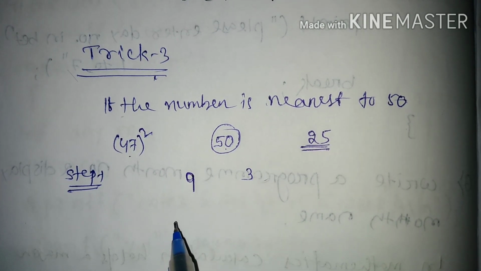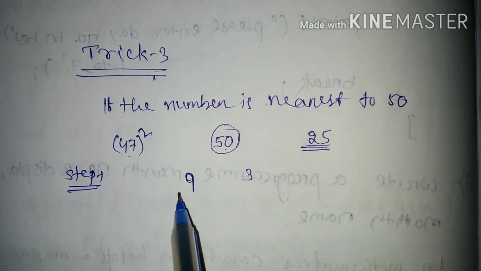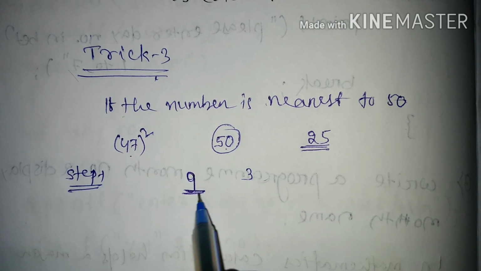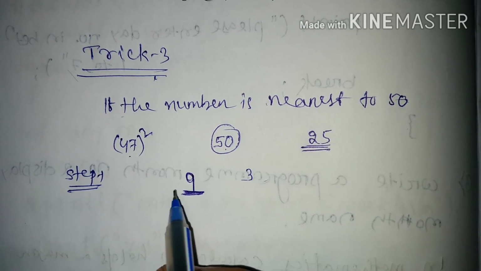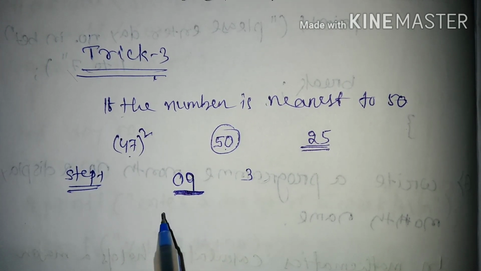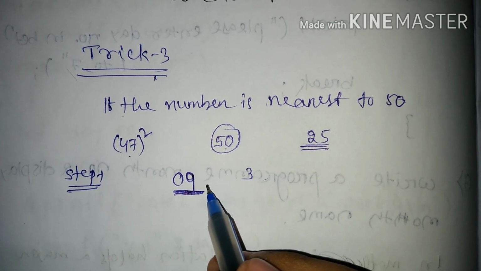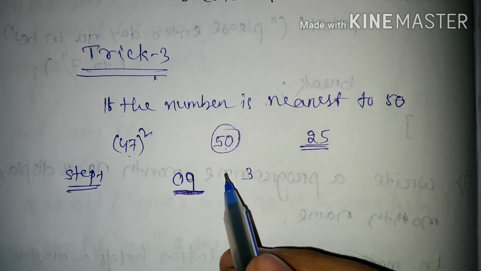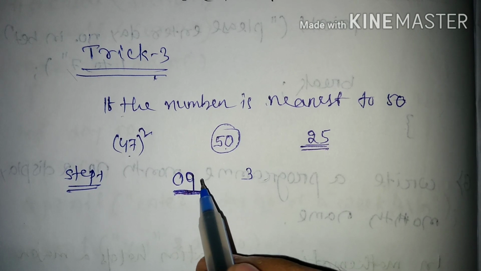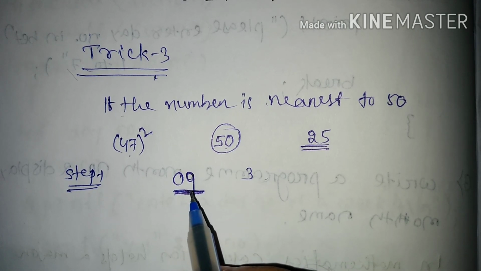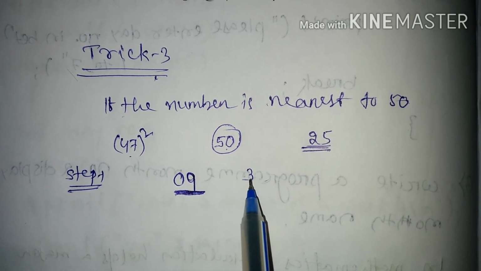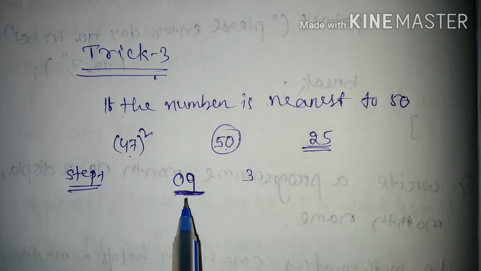But one thing we have to remember: if the resultant is a single digit, then we have to put 0 before that, and make it a double digit. This is one thing we have to remember. In the previous trick also, in some cases we can get a single digit number, but we have to put 0 before that, so that we get a double digit. Then the difference is 3 and I took the square of this number 3.